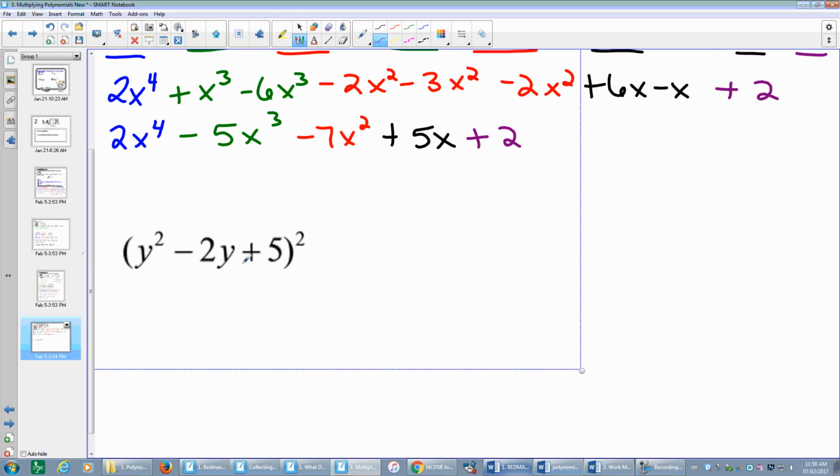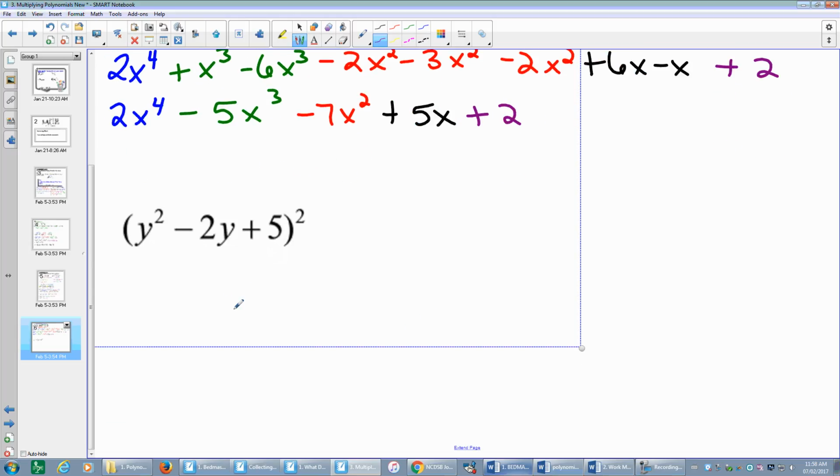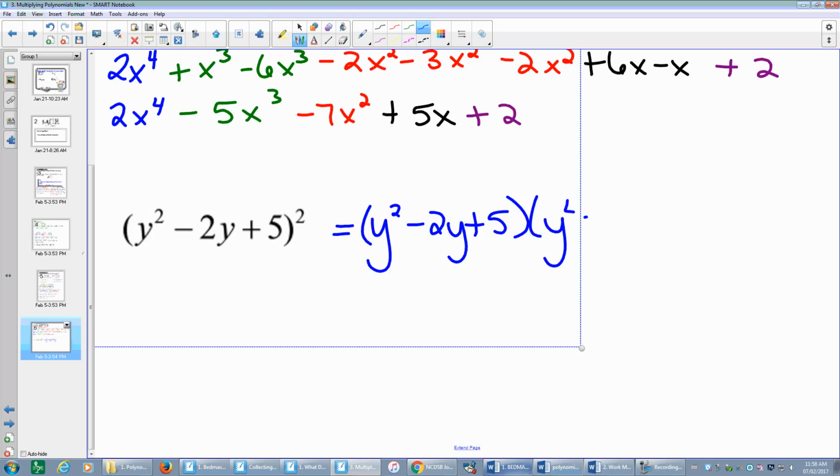Okay, and when we have a question like this one, for our very last example, I have y squared minus 2y plus 5, all squared. Okay, that is another way of saying this: y squared minus 2y plus 5 times the exact same thing. You're going to times it twice. Times y squared minus 2y plus 5.